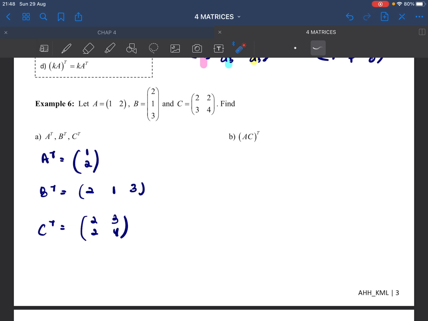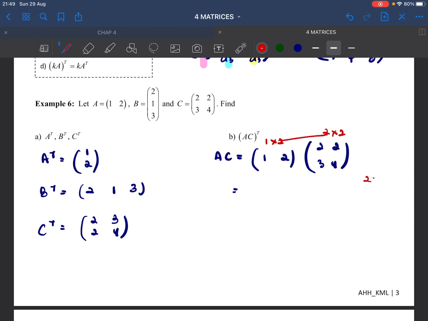So question B, find AC transpose. So first you have to multiply AC first. Okay, so we will have AC is equals to A is 1, 2 times by C 2, 2, 3, 4. Okay, matrix apa yang kita akan dapat dekat sini? Ini ialah 1 by 2. Inilah 2 by 2. So matrix apa yang kita akan dapat? 1 by 2 matrix. So kamu dalam kepala kamu tahulah kamu akan dapat 1 by 2 matrix macam tu.